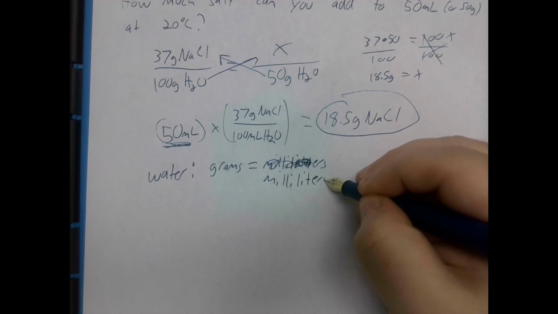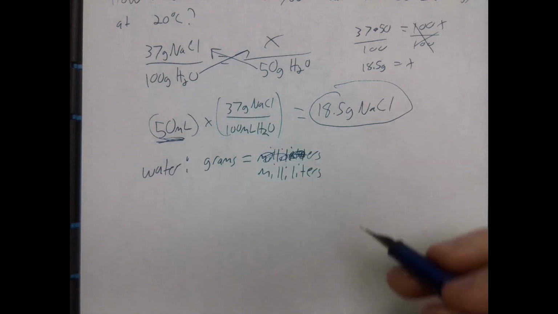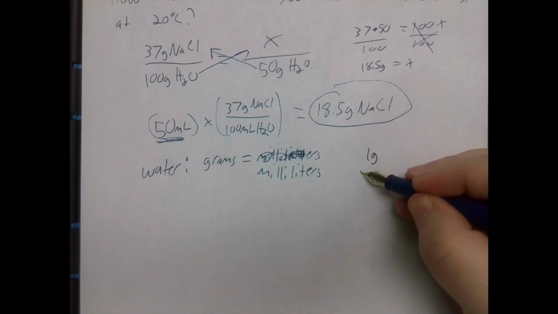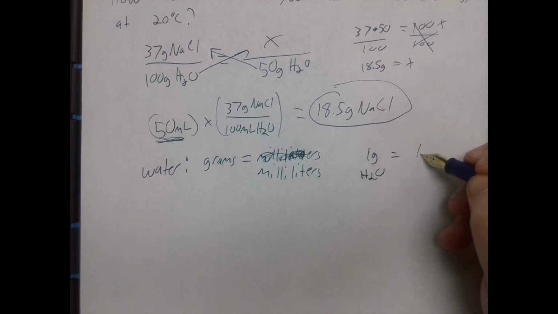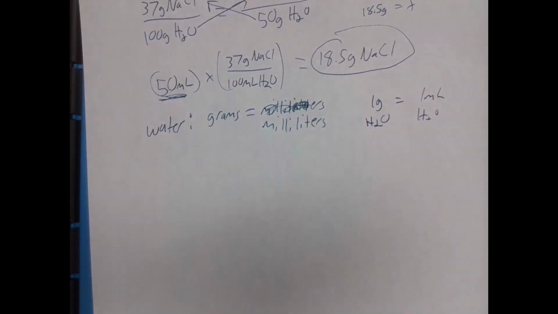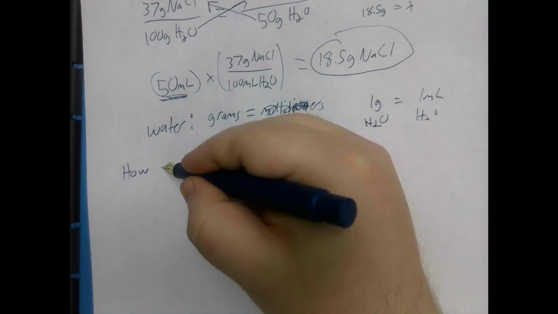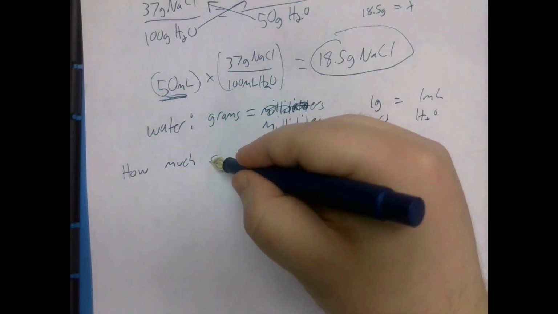One's volume and one is mass. But 1 gram of water is equal to 1 milliliter of water. So, how much salt?